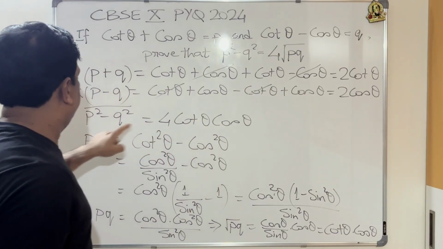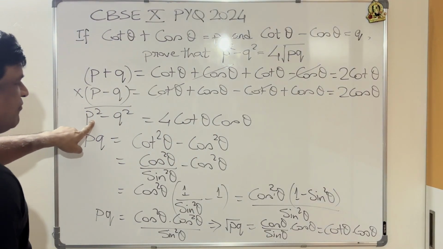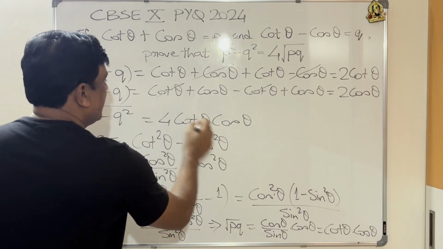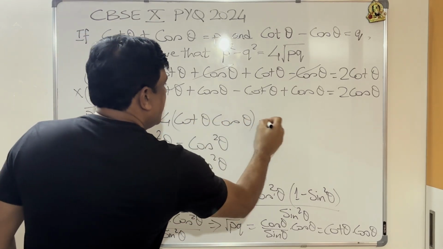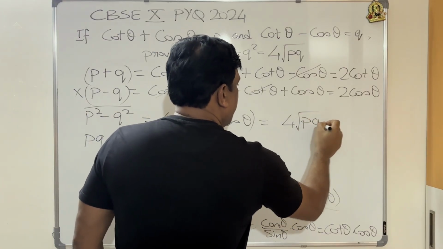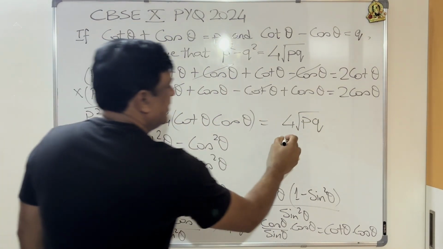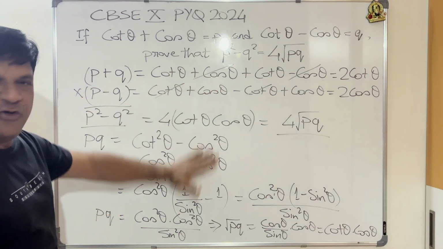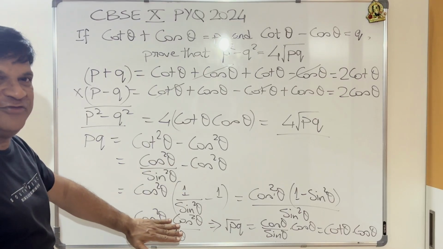So what do you have? Now you have P square minus Q square, and I can go ahead and replace this with 4 under root of PQ, and hence proved. P square minus Q square is equal to 4 root PQ. You get the answer? You understood the concept? This is how you do these problems. Okay, great.